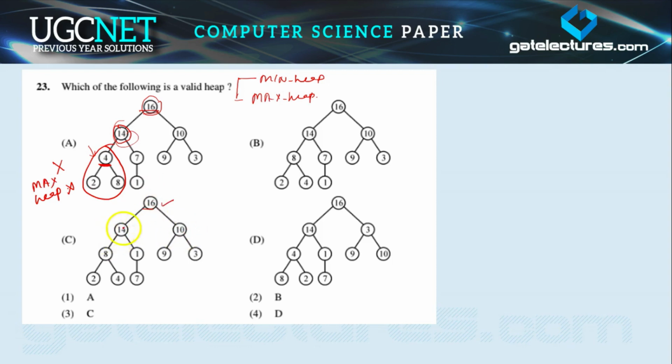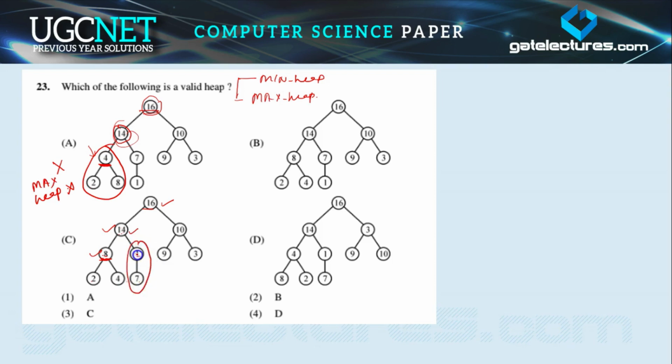Yes, it follows. Now from here, 14, 8, 1, 4: this is a root node, and they are the children. So 8, 1 and 14, 14 is greater, so it follows. Now I'm here, so 2 and 4 and 8, yes, the root node contains the maximum value, so it also follows. Now 8, 1, 14, it is greater, 1 and 7.